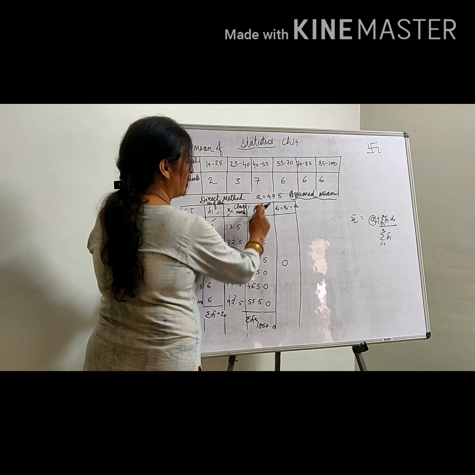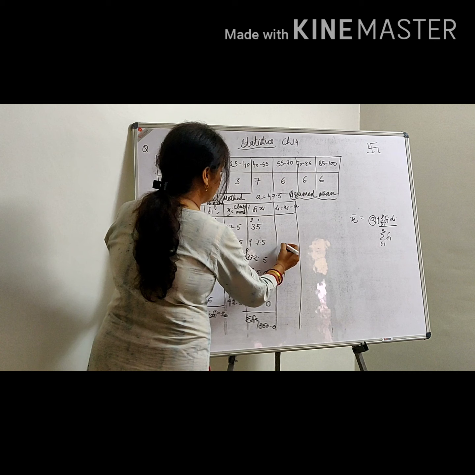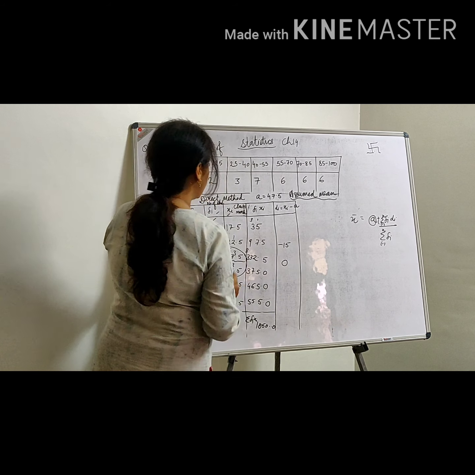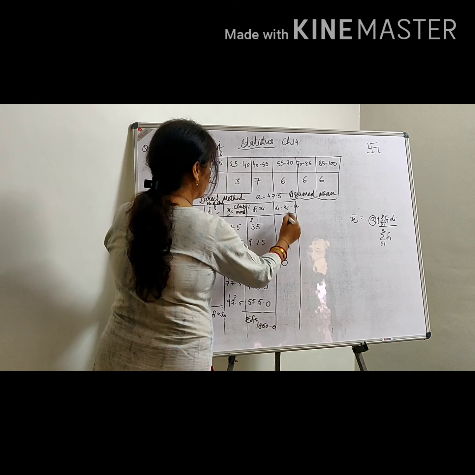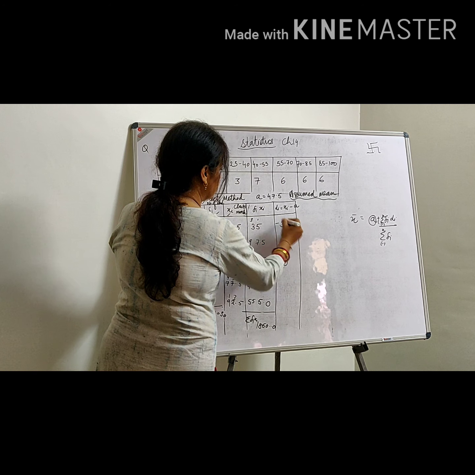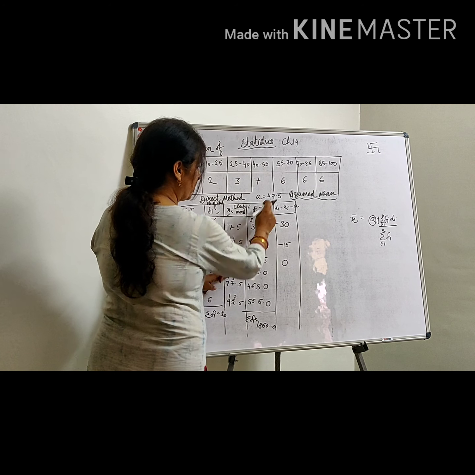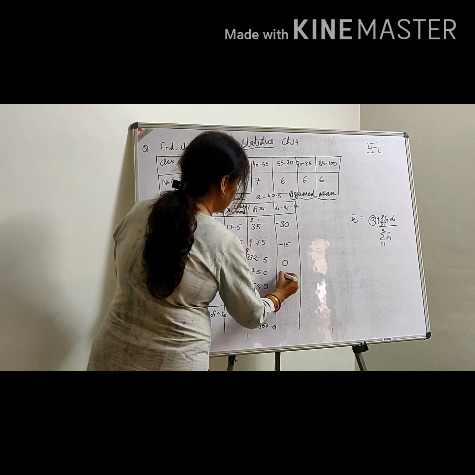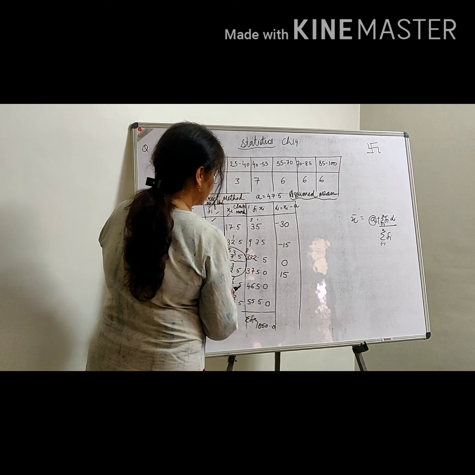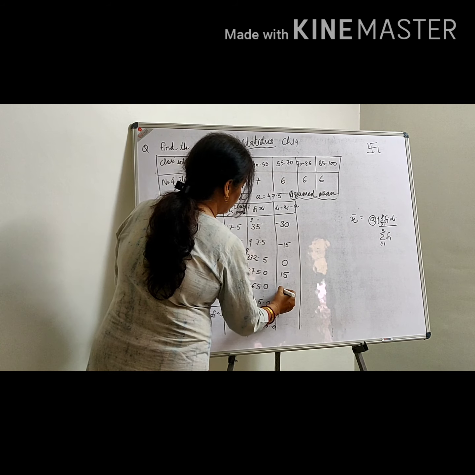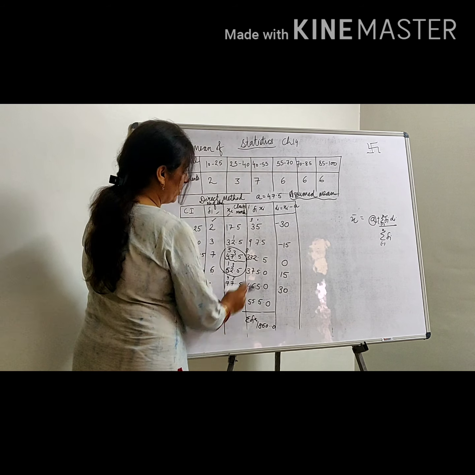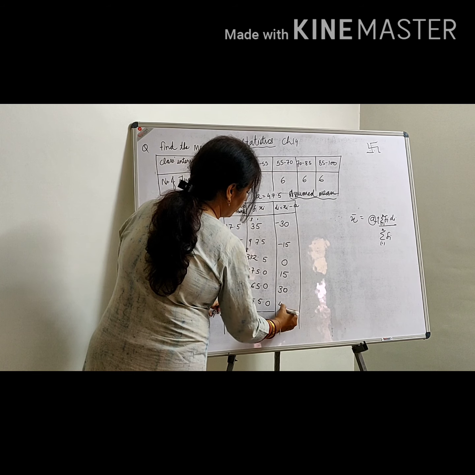Now 32.5 minus 47.5 will be equal to minus 15, and 17.5 minus 47.5 is equal to minus 30. Now 62.5 minus 47.5 is equal to 15. 77.5 minus 47.5 is 30. This is 92.5 minus 47.5 is 45.